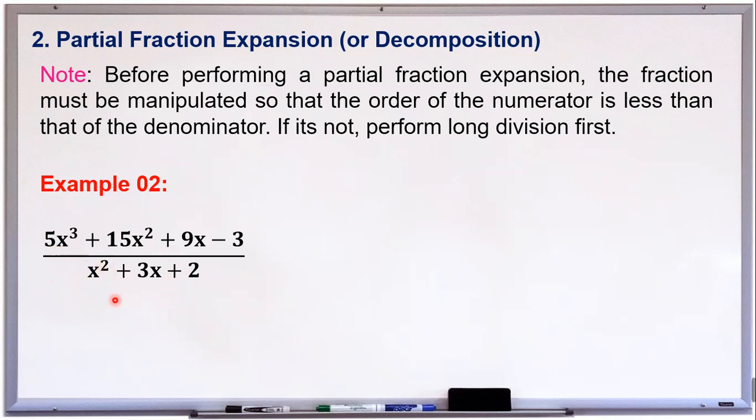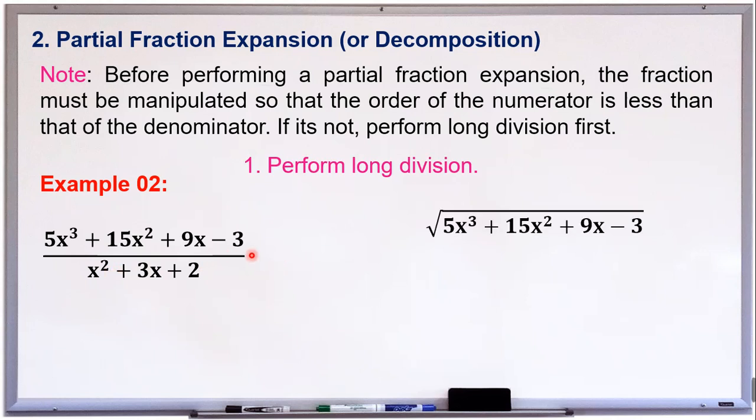Now, in this example, the degree of the expression in the numerator is still greater than the degree of the expression in the denominator, because in the numerator the degree is 3, and in the denominator the highest degree is 2. So 3 is greater than 2. Now if that is the case, then we need to perform long division first. So we're going to divide the numerator, which is this expression, by the denominator, which is this expression.